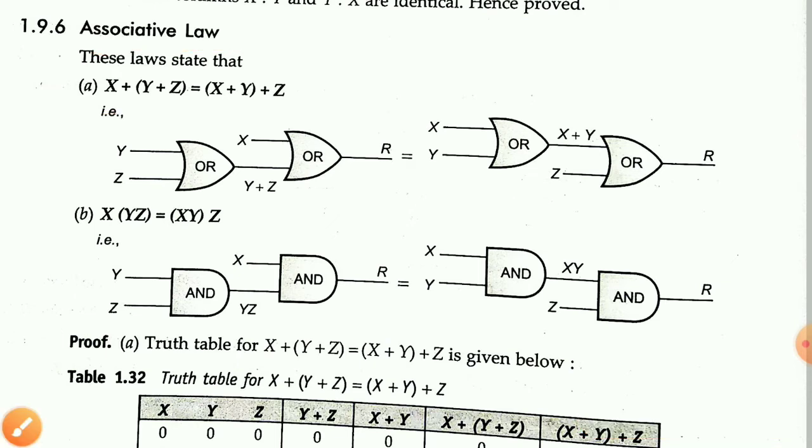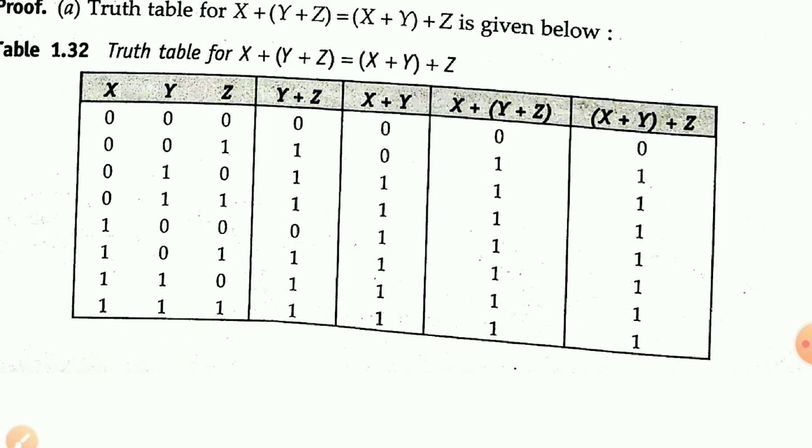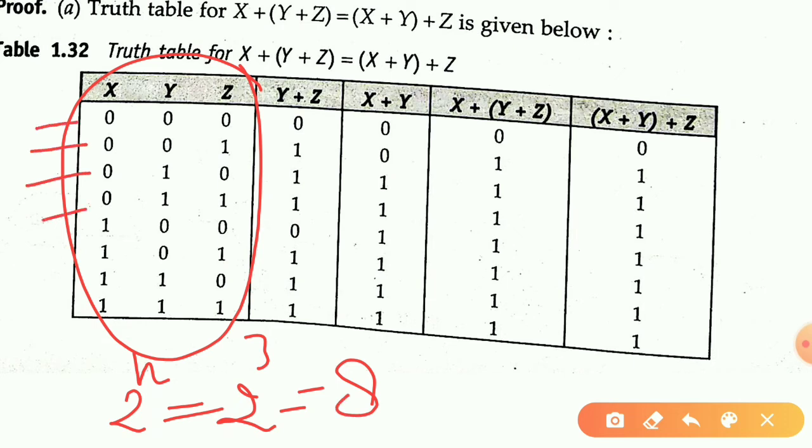Clear? If we see the truth table, this is the truth table for the associative law. You can see that three inputs are there. As I explained before, the number of combinations is 2 to the power n, that is 2 to the power 3, which gives you 8. That's why the total number of combinations is 8: 1, 2, 3, 4, 5, 6, 7, 8. So first of all we are finding x plus y plus z.